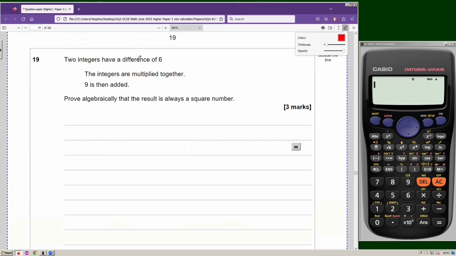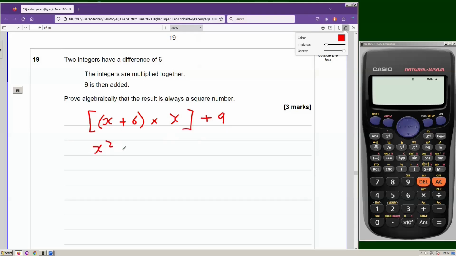Question 19. Two integers have a difference of 6. The integers are multiplied together. 9 is then added. Prove algebraically that the result is always a square number. So if we say that one of them is x plus 6 times by x, so the difference between those is 6. 9 is then added. Let's expand it out. x squared plus 6x plus 9.